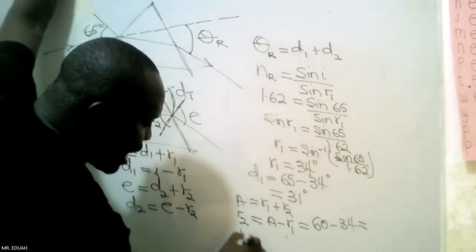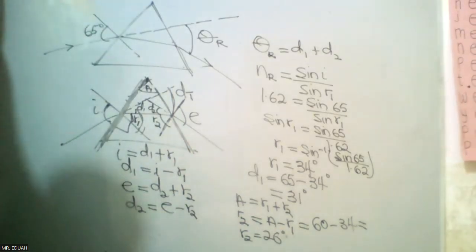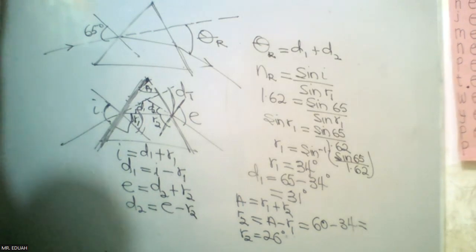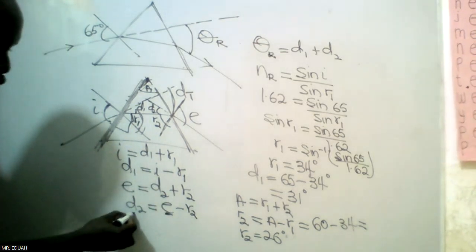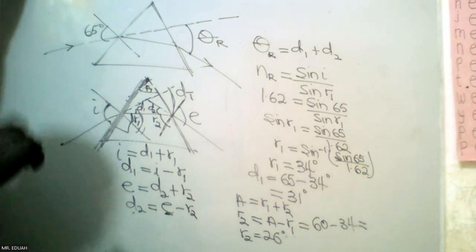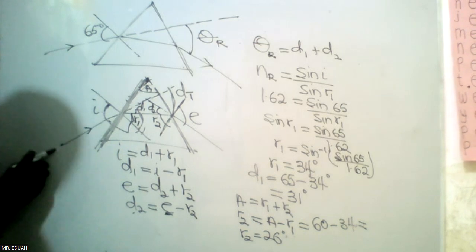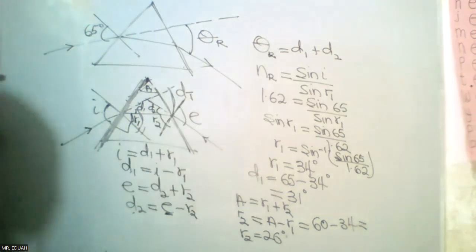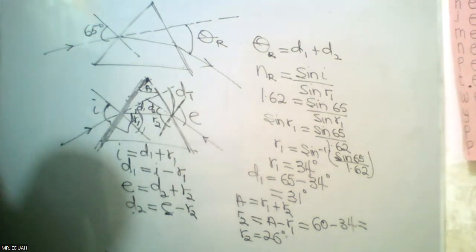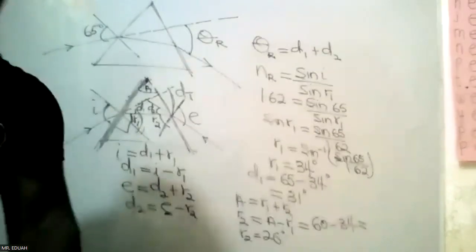26. So R2 is equal to 26 degrees. Yes. So we have R2. We will need E to find D2. Now, you can reverse the path of light. Either you go from left to right, or from right to left. Whichever way you look at it, it is still absolute. You can still find the absolute refractive index. So I want us to reverse it.